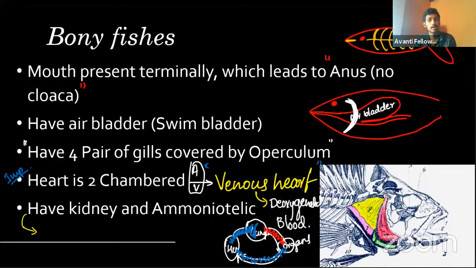Okay, so we will come back here. Bony fishes are ammoniotelic. That means they will excrete nitrogenous waste in the form of ammonia. That's important. Ammoniotelic bony fishes are similar to the tadpoles. They will excrete the ammonia.